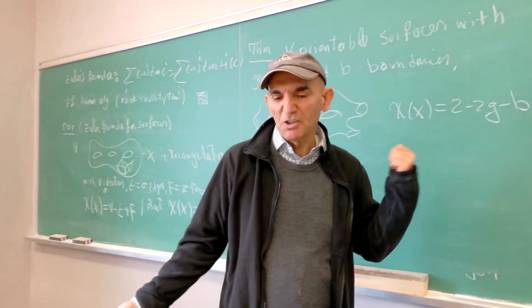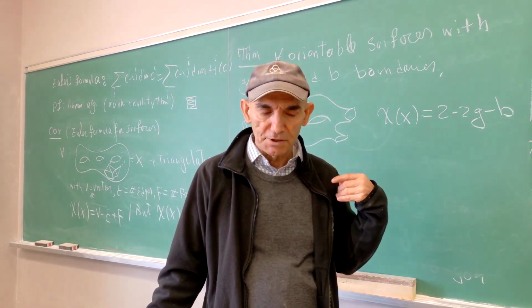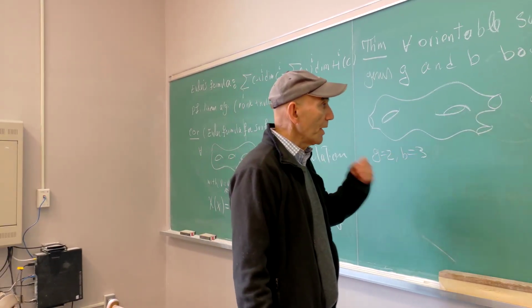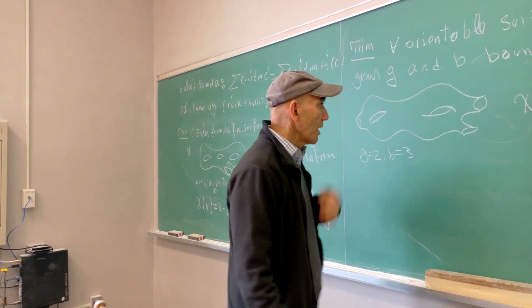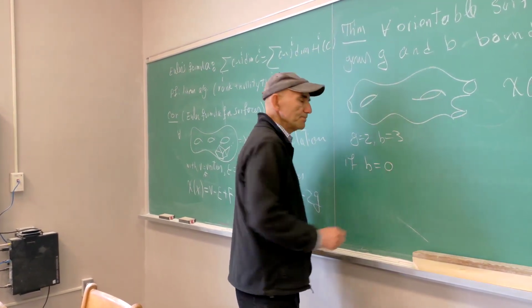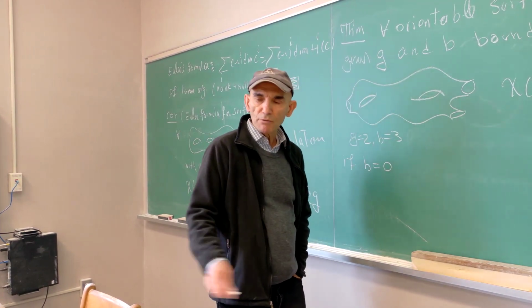Are the boundary components always circles? Yes, the boundaries are one-dimensional closed manifolds, so topologically, again, they are going to be circles here. Okay, now one thing to take away is to realize that if b is equal to 0, it means no boundary.